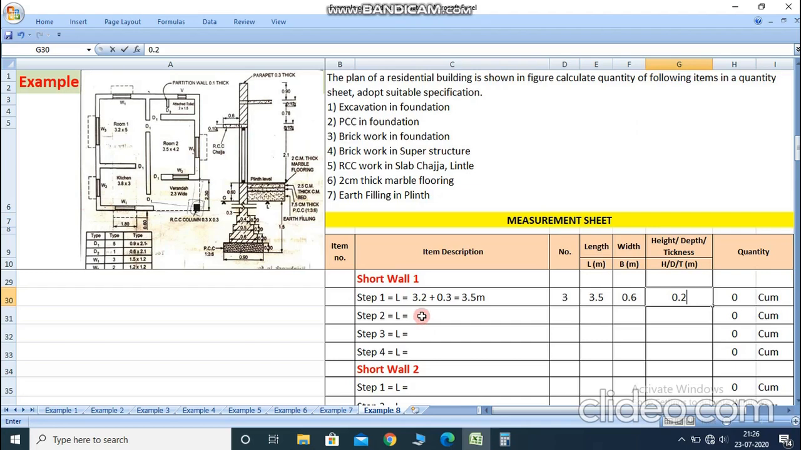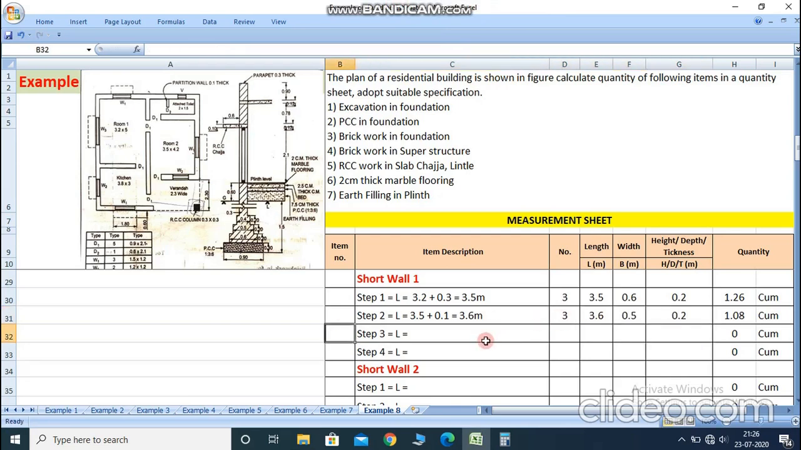Clear? Now we calculate for step 2. So right here 3.5 for the first step. Then the difference between 0.6 and 0.5 is 0.1. So plus 0.1, the answer we got is 3.6 meter. Clear? So 3.6 meter is the answer. So right here the number is 3, length is 3.6, width is 0.5, and thickness is 0.2.